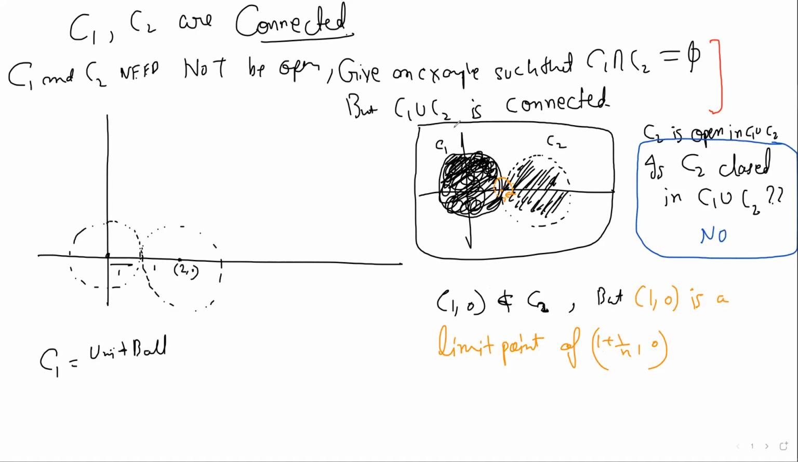Now, what do you think? Is C1 union C2 connected? Is C1 union C2 connected in our example? See, if you just think in a very simplistic way, then it should be that this cannot happen maybe.